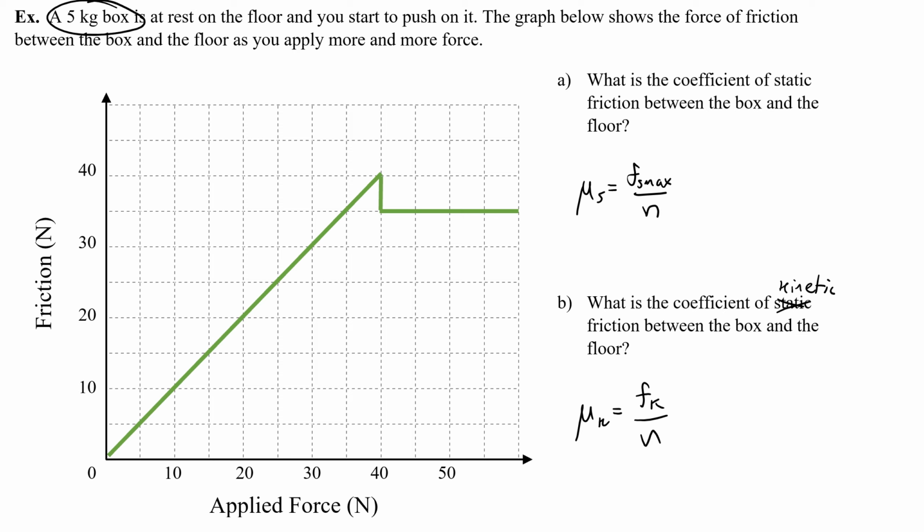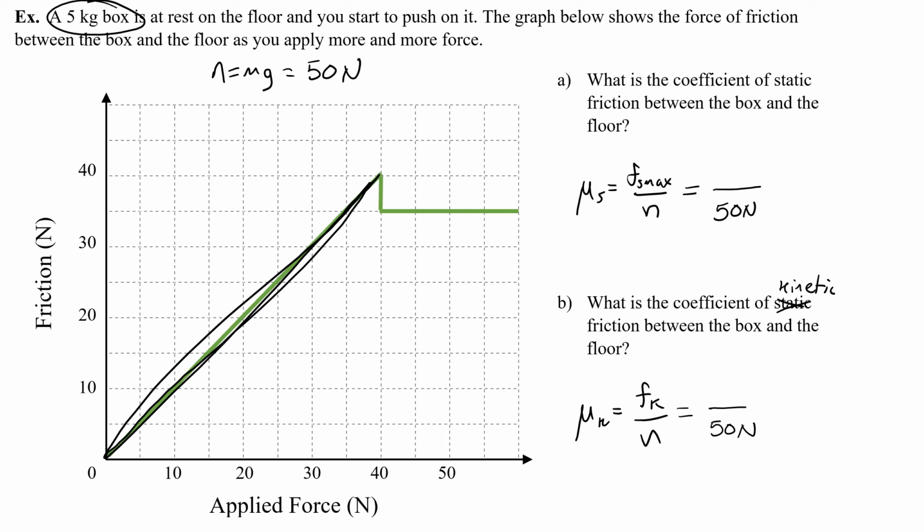And if it's a 5 kilogram box and it's not on an elevator accelerating up or down, then I can just quickly calculate the normal force using mass and the acceleration due to gravity. So 5 kilograms times 10 meters per second squared gives me 50 newtons. So for both problems, I know the normal force is 50 newtons. Okay, so what do I do to find the maximum static friction, and what do I do to find the kinetic friction? Well, I take a look at the graph, and I recognize that from 0 to 40 newtons of friction, we're in the static region.